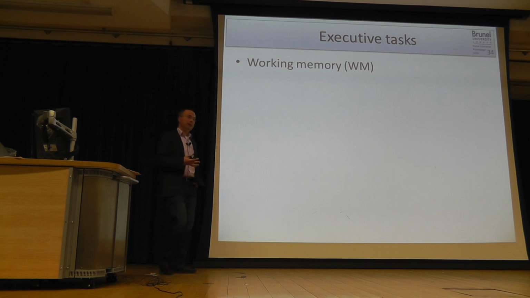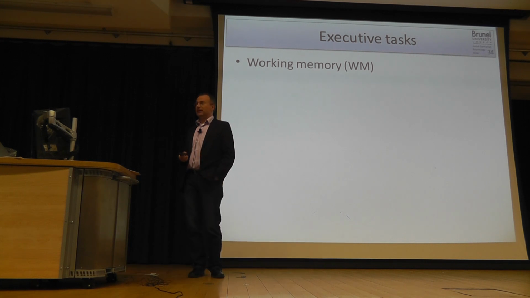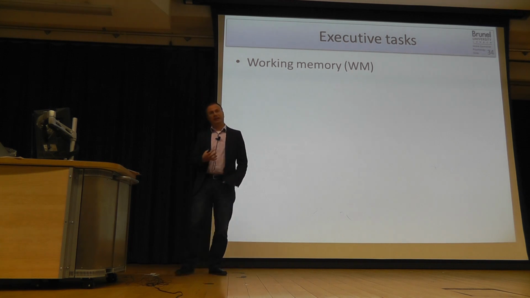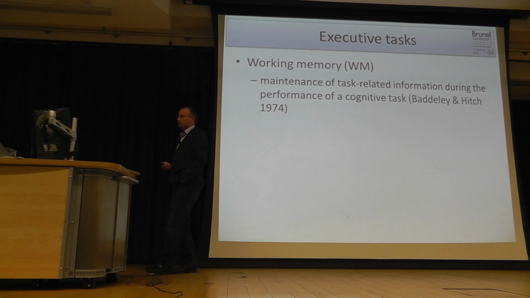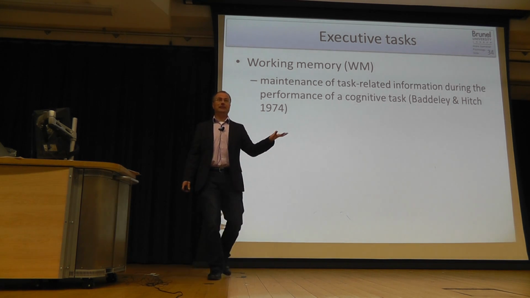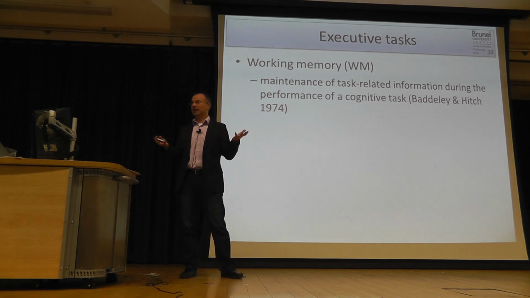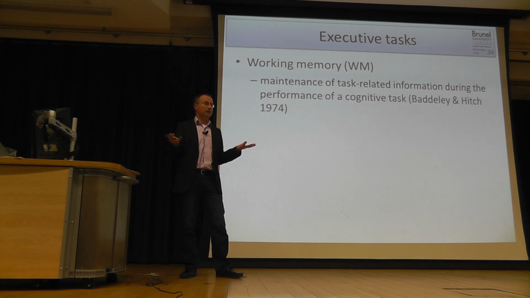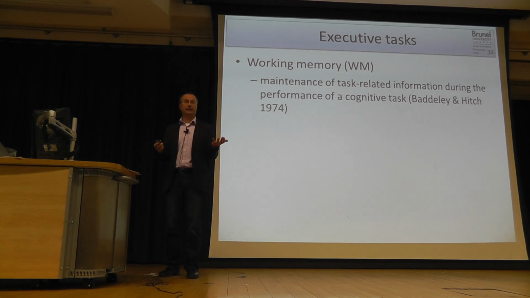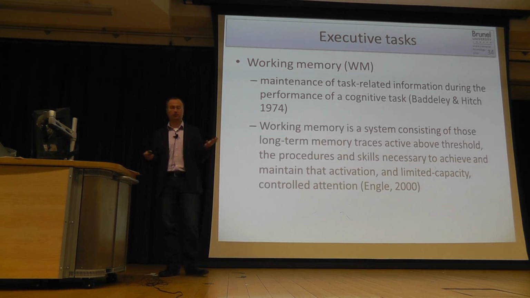Okay, and of course we have working memory as a typical background for executive functions. And Baddeley and Hitch originally said that working memory basically is that you can maintain information while at the same time do a cognitive task. Then you need the central executive system and executive functions.